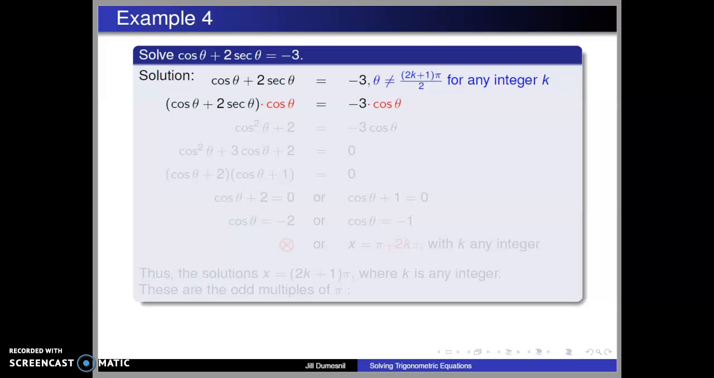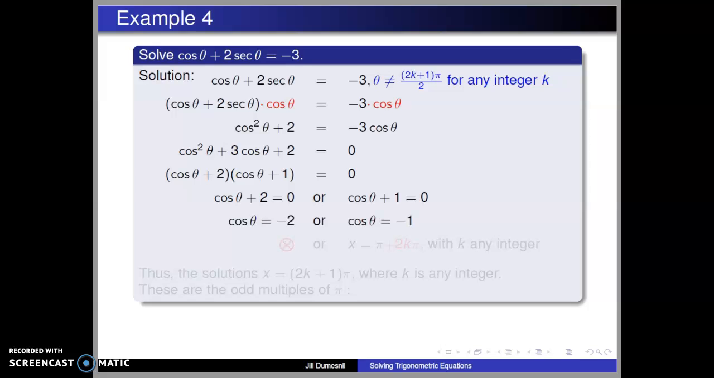Since secant theta equals 1 over cosine theta, we can multiply both sides of the equation by cosine theta to clear the fractions. When we distribute cosine theta on the left-hand side, we see a quadratic expression in cosine theta. We can add 3 cosine thetas to both sides and hope to be able to factor. The quadratic does factor into cosine theta plus 2 times cosine theta plus 1, and we now have a product equaling 0. So one of the factors must equal 0.